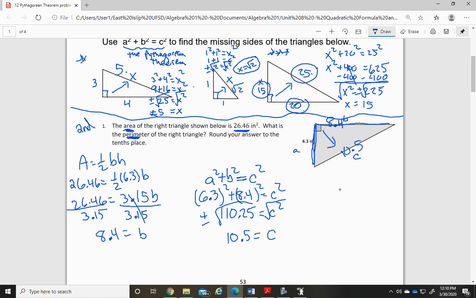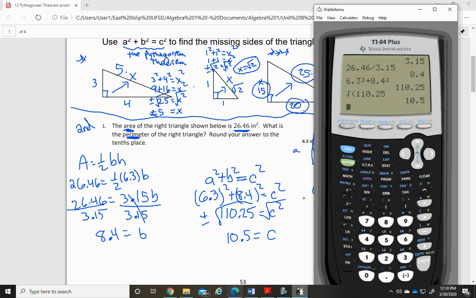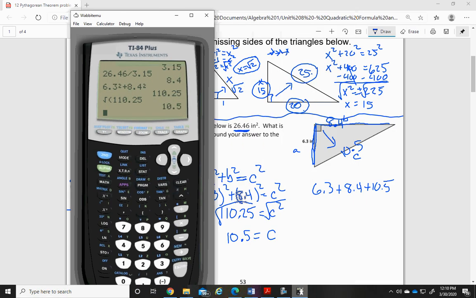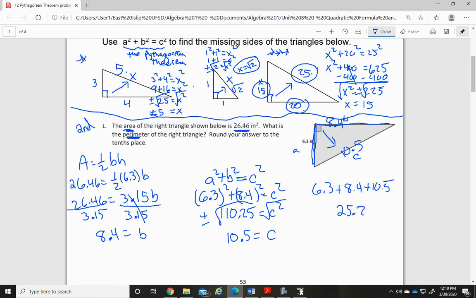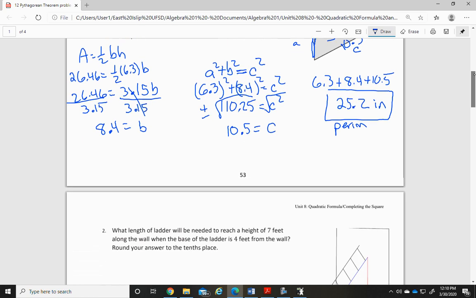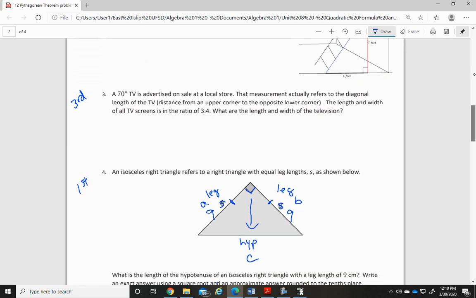Finally, I can answer the question, what's the perimeter? So 6.3 plus 8.4 plus 10.5 is 25.2 inches, and that's the perimeter. So I needed to do all that work in order to finally get the perimeter. So we will have some multi-step questions.